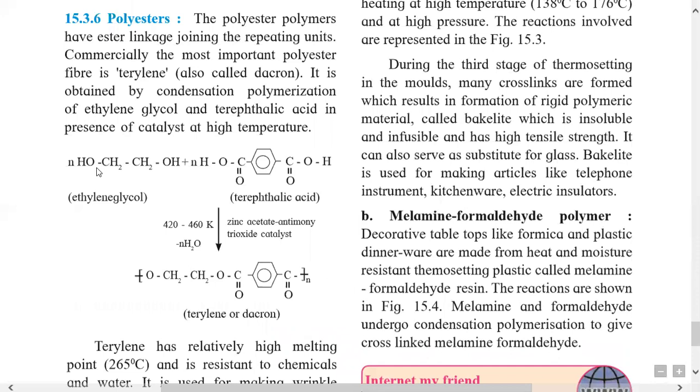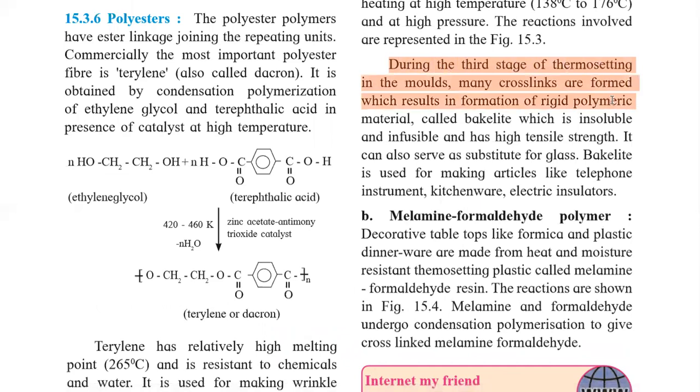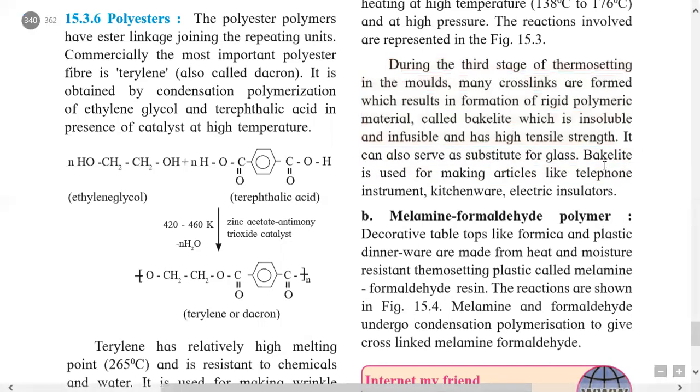During the third stage, thermosetting in the molds, many crosslinks are formed, which results in the formation of rigid polymeric material called bakelite, which is insoluble and infusible, and has high tensile strength. It can also serve as a substitute for glass. Bakelite is used for making articles like telephone instruments, kitchenware and electric insulators. So these are different uses of bakelite.